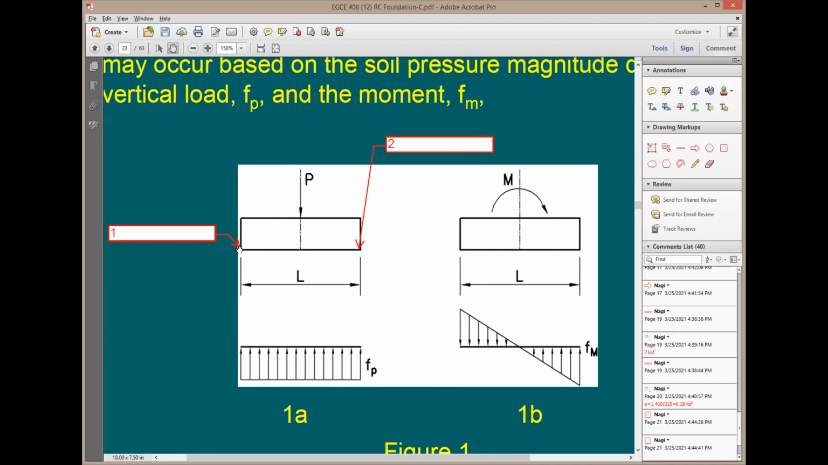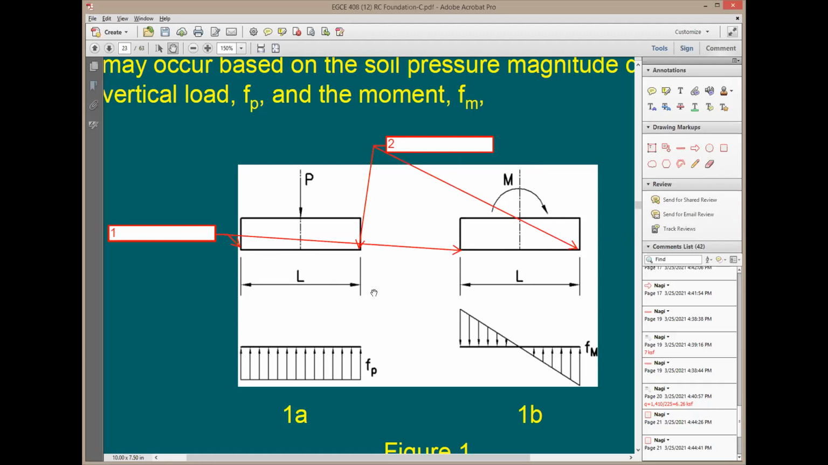The final stress at this side here, at point 1, is going to be equal to Fp subtracting Fm, because the stress here is going to be the same as here. And the stress at point 2 is going to be equal to Fp plus Fm. Both of these two sides are going to be compression. So what you need to do is take point 1, which is the same as this point. And here is going to be point 2, which is the same as this point.